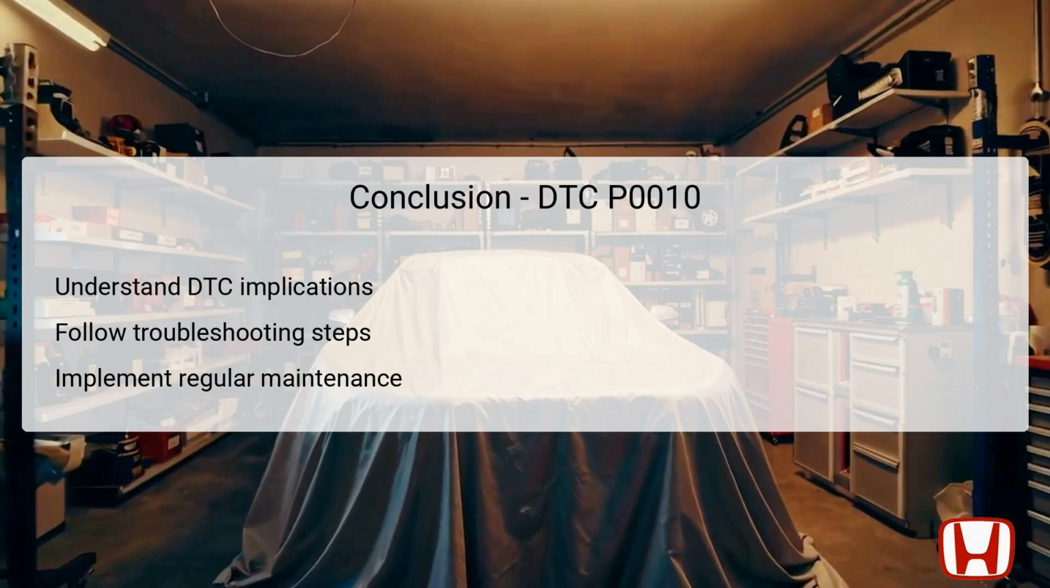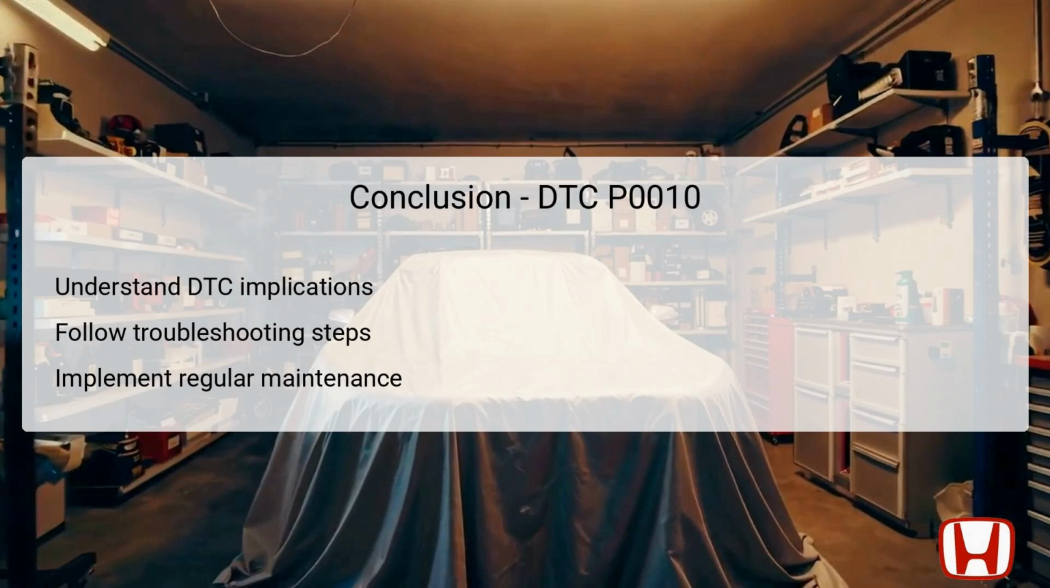In summary, DTC P0010 relates specifically to a malfunction of the VTC oil control solenoid valve A in Honda Accord models from 2017 to 2023. Understanding the implications of this code is imperative for vehicle owners, as it affects engine performance, fuel efficiency, and overall reliability. Following the step-by-step troubleshooting process helps diagnose the precise cause of the issue, whether it be a faulty solenoid, wiring problem, or PCM malfunction.